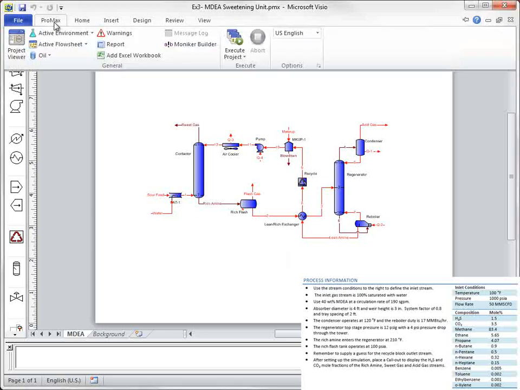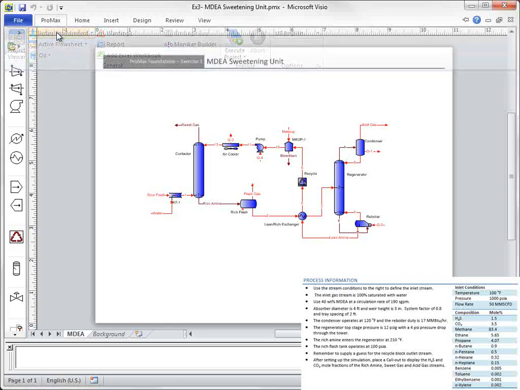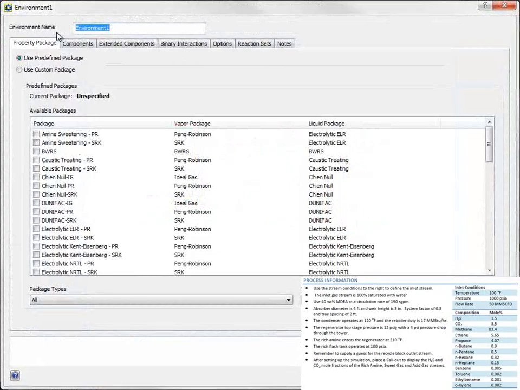To start, let's set the environment. When I select Active Environment from the menu, or the blue Erlenmeyer flask on the toolbar if you're using a different version of Visio, I'm given the environment dialog. First, let's select one of the amine sweetening property packages, either Peng-Robinson or SRK for the vapor phase, depending on your project requirements. Let's choose Peng-Robinson for this exercise.